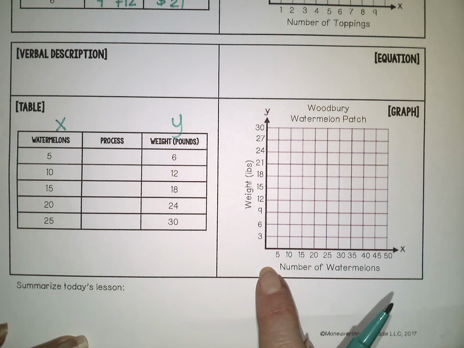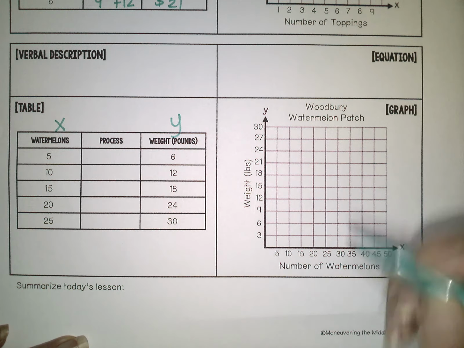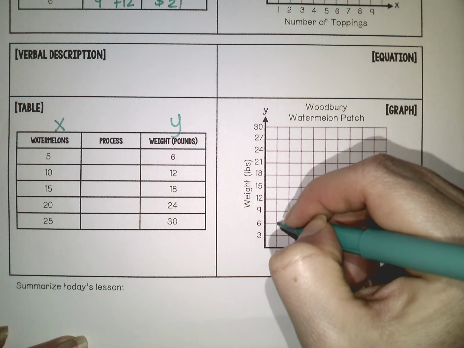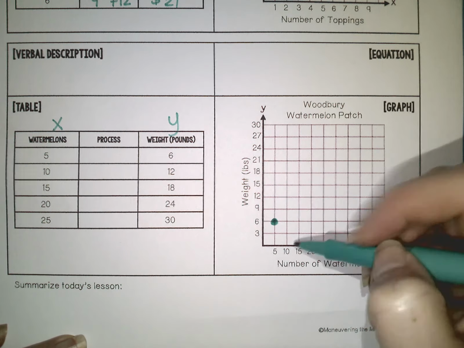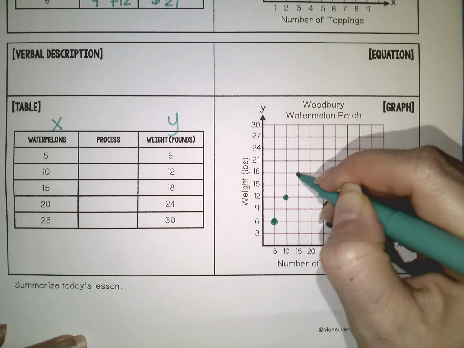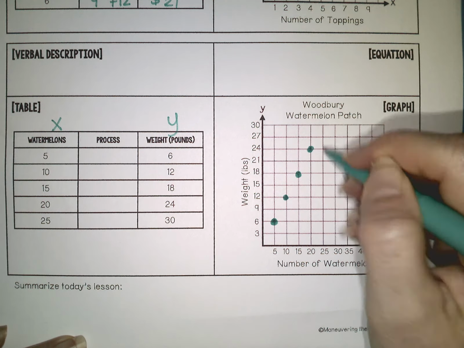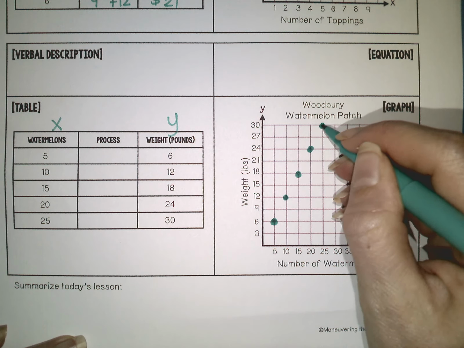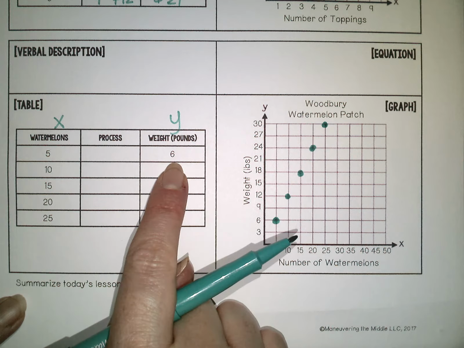So a quick and easy way to start this, guys, if you're a graph person, you may very well see 5 watermelons weighs 6 pounds. 10 watermelons weighs 12 pounds. 15 weighs 18, 20 weighs 24, and 25 weighs 30 pounds.